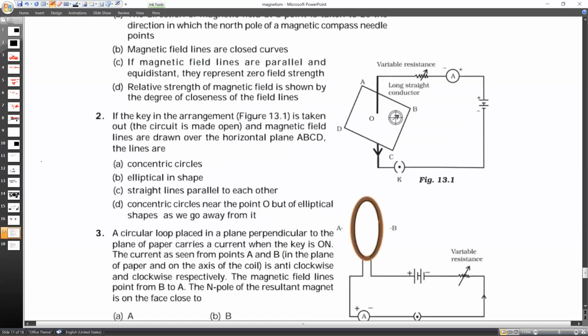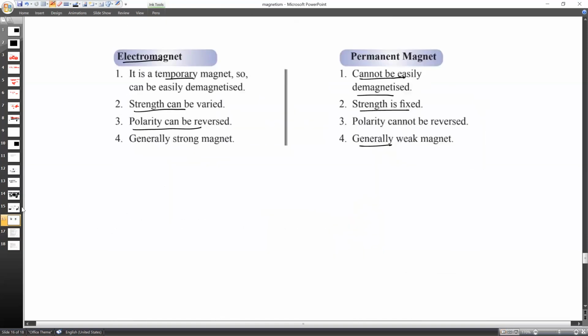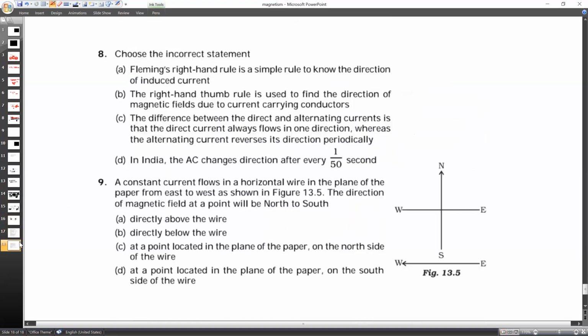Next, moving towards the next part, let's have some questions here. First of all, this is a question from my side. This is question number 9. Read this question and then answer this one. This is an important question and I'm going to explain it to you.